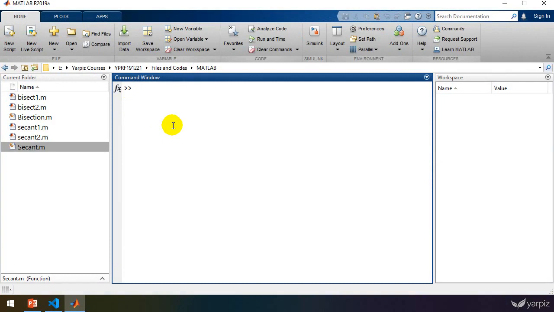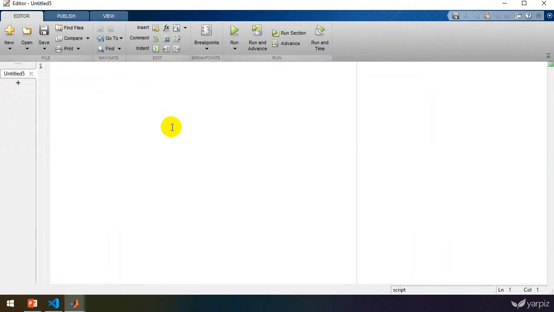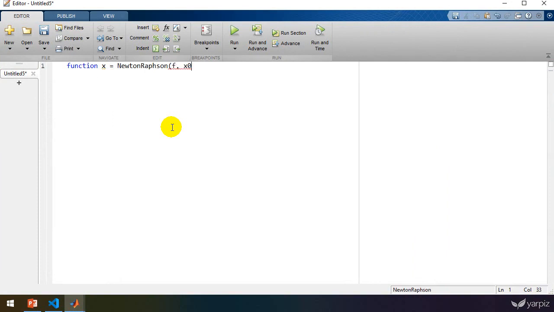Okay, let's implement the Newton's method in MATLAB, the Newton-Raphson method. I'm going to start a new function which returns x as the root of the function. I'm going to use the name Newton-Raphson here, and it accepts a function, a starting point, a level of tolerance, and max it.